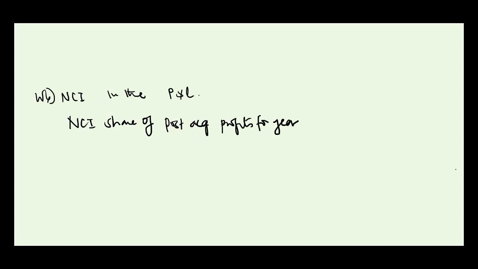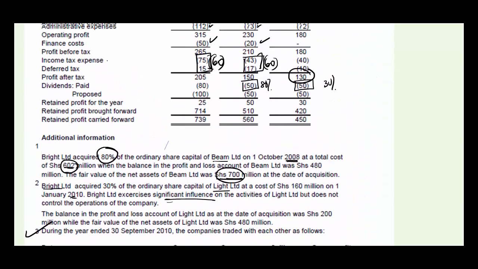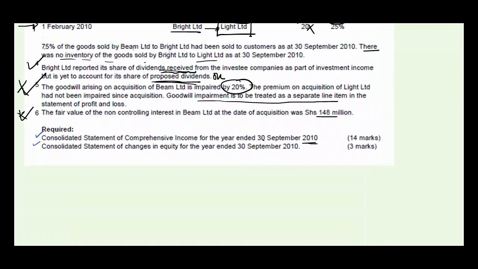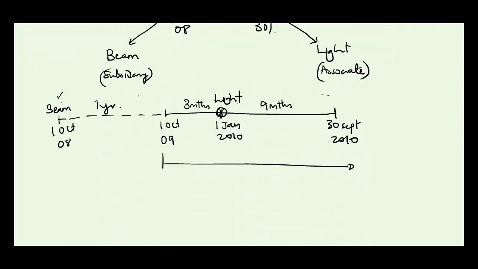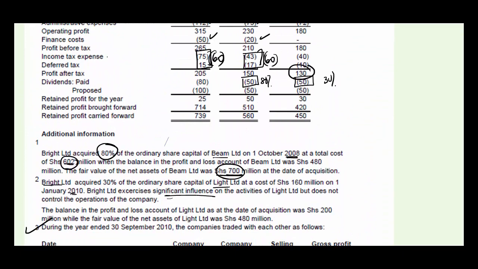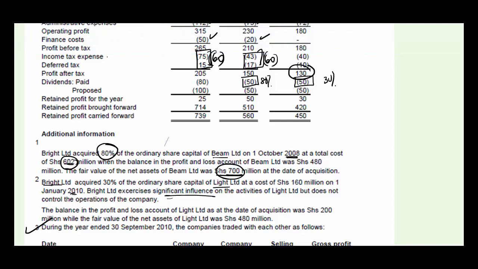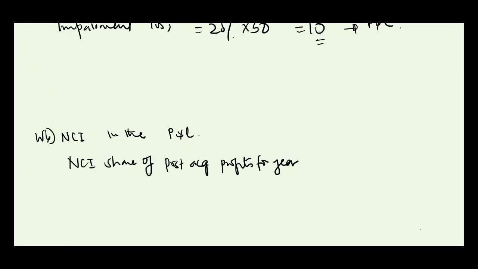So the NCI share of post-acquisition profits for the year will be based on 20%. We acquired this entity last year, so it has been there for the entire year, meaning we are entitled to the full year's profits. And we can see that the full year's profits is coming to, not 120, but 150. Which basically gives you 30.